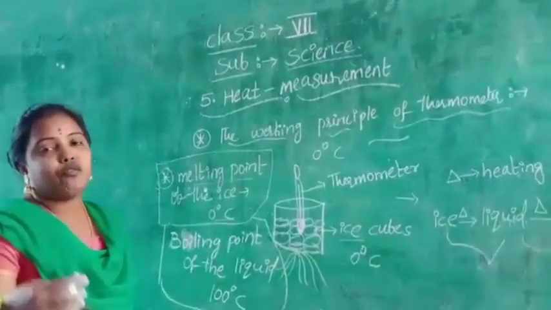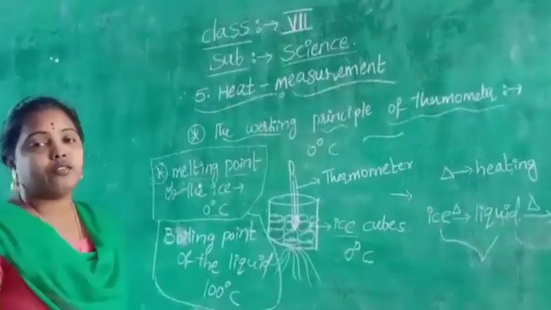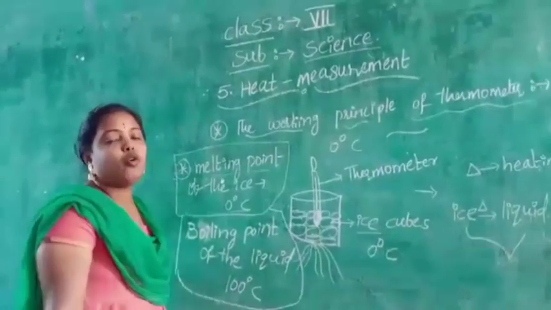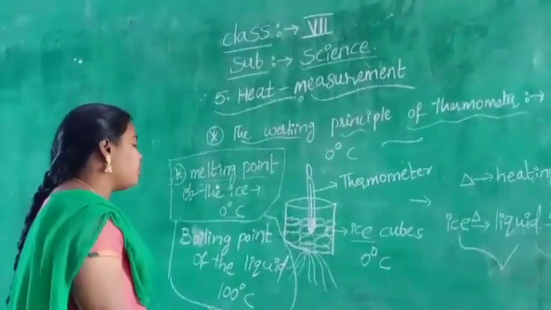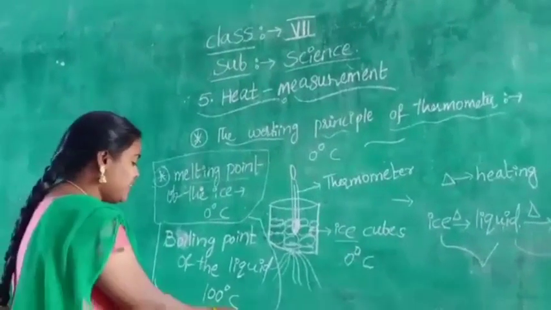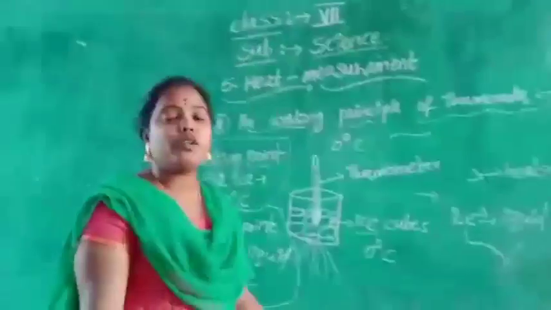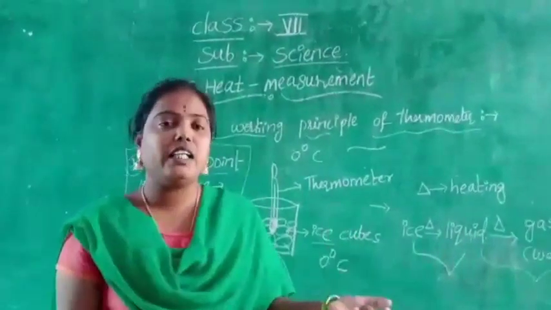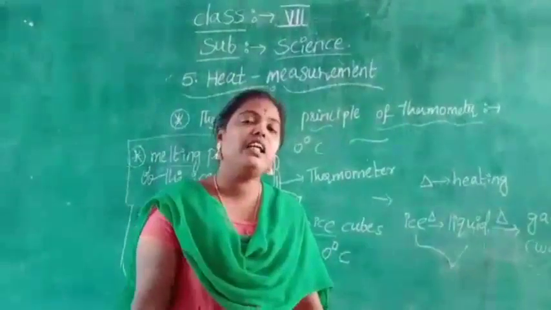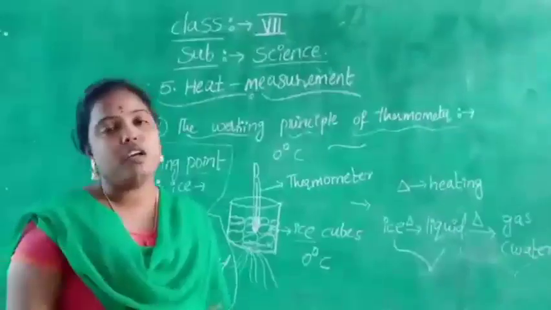Next one, at which point the liquid starts converting into vapor, that is called the boiling point. What is the boiling point of the water? That is 100 degrees centigrade. So from this topic, what you understand is, if we are heating ice, it is converted into liquid. If we are heating liquid, it is converted into vapor.